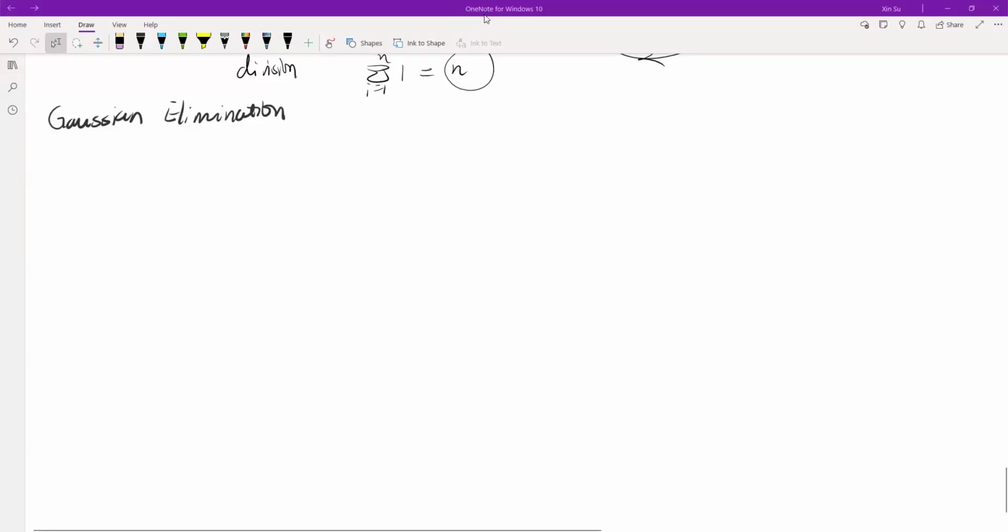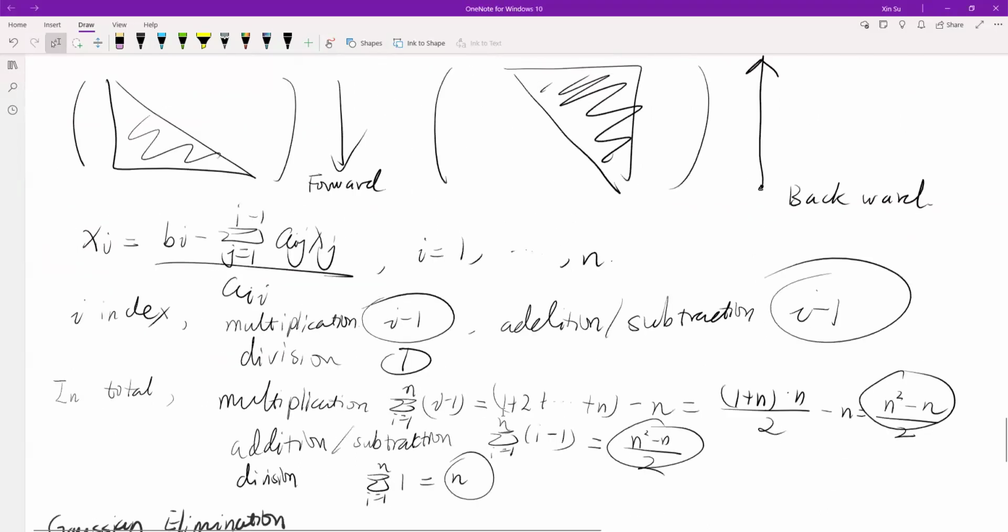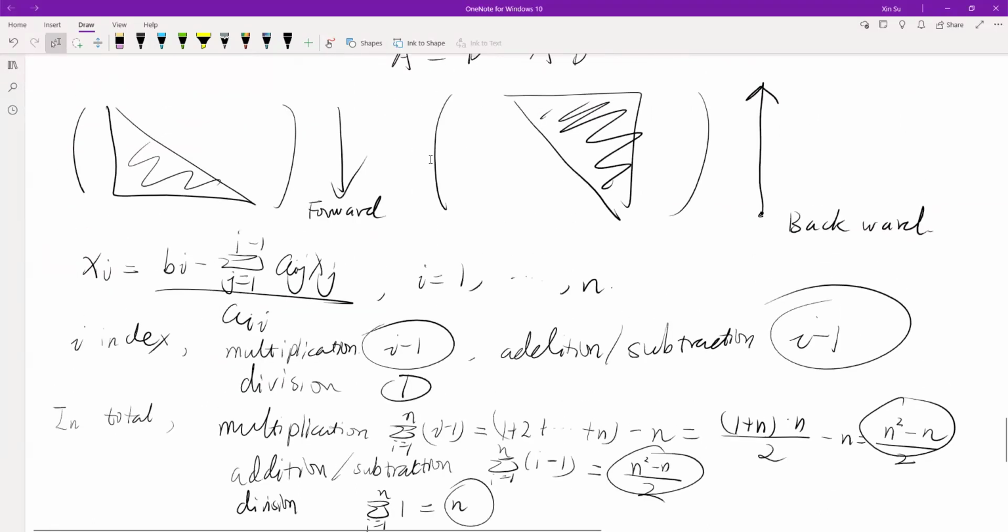And this is the Gaussian elimination process. If we go back to the previous two, you will find that these two are simple systems: either we have a lower triangular matrix, or we have an upper right triangular matrix. And the question is, if we have a general case, what should we do? That is the Gaussian elimination process.